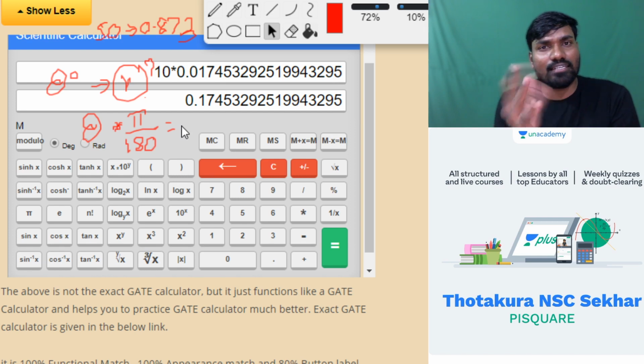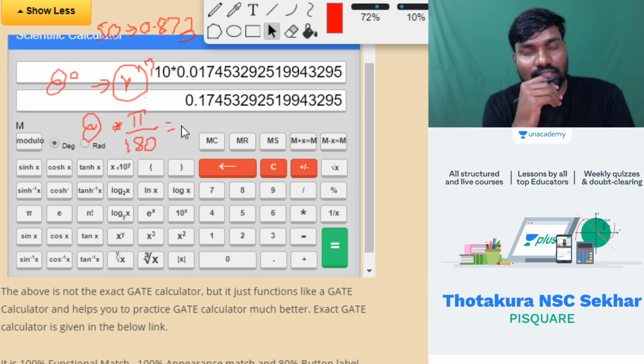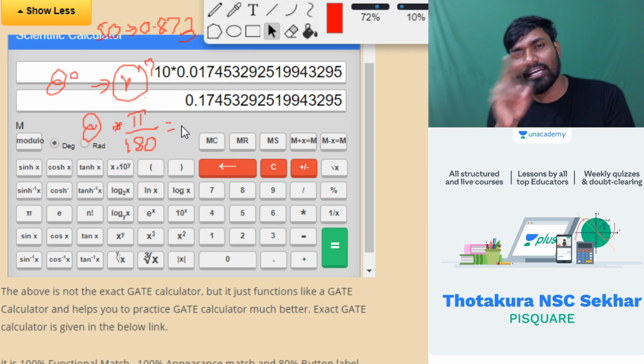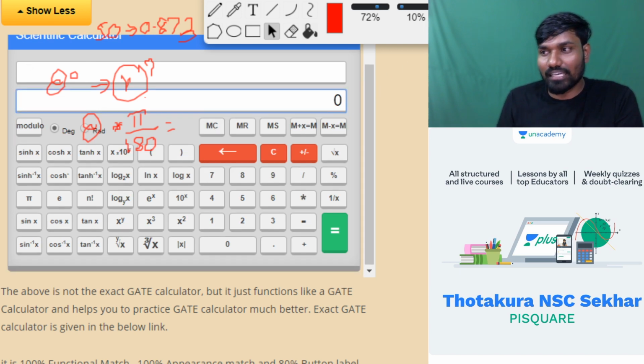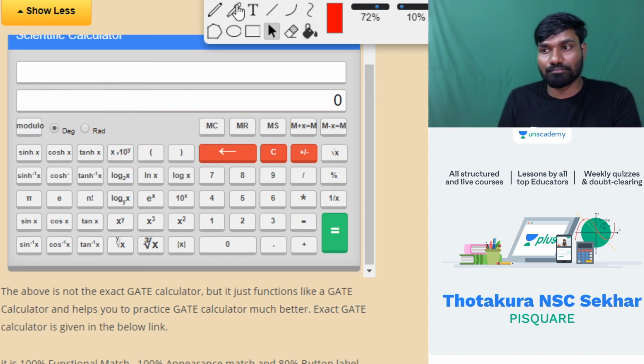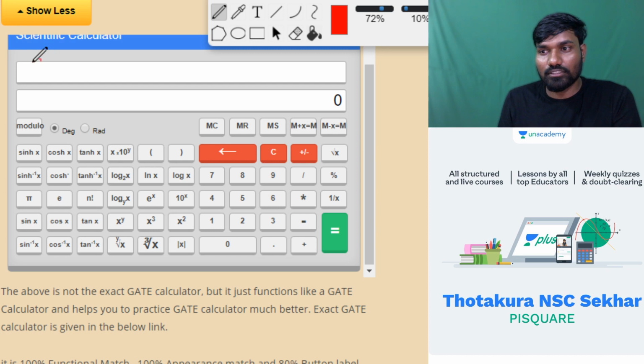So I think this is clear. Conversion from degrees to radians is clear. Now what if I want to convert radians to degrees? In case of radians to degrees, clear the memory, clear the display, clear everything. Suppose 0.873 radians, we got it as 50 degrees. How to get it? Multiply by 180 by pi, and you will get the result in degrees.